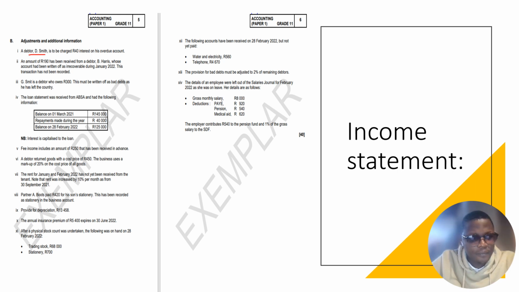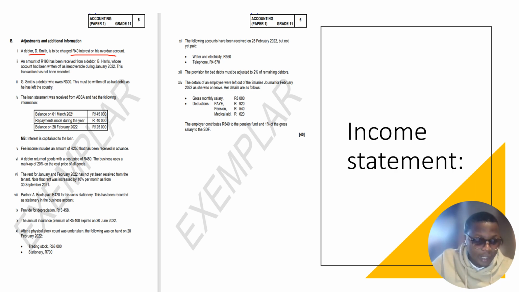a debtor, Dismissed, is to be charged 40 rand interest on his overdue account. I would just go straight to the point. A debtor is someone who owes us money, who bought on credit, and then we've charged him interest. So that interest that we're charging him is going to be interest income. This is going to affect your interest income. So you just have to take it to interest income.